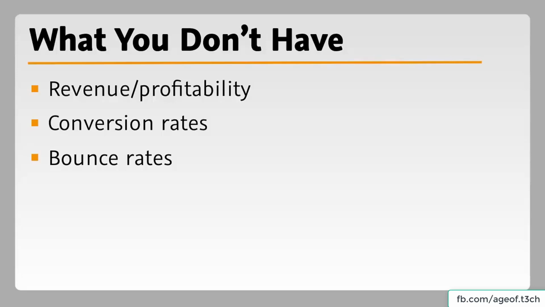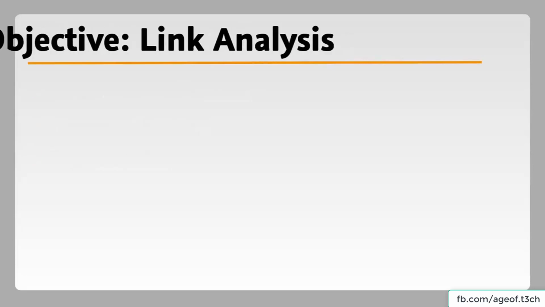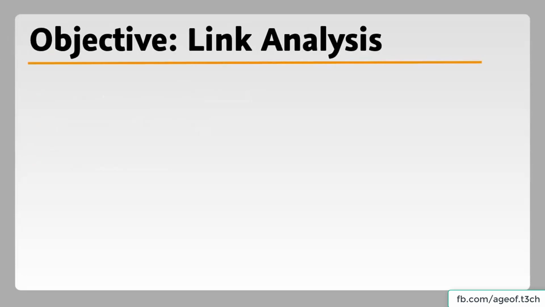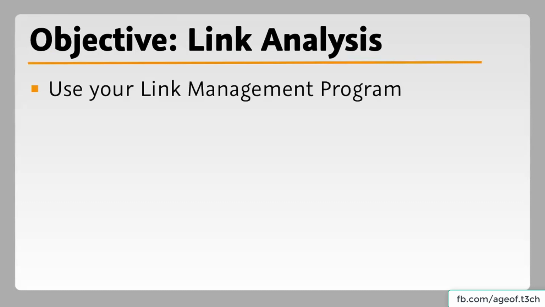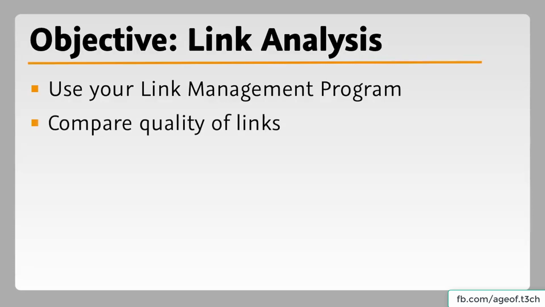So we can only measure those things that we know and guess on the others, but it's more important to know objectively what's happening. You can use a link management program to look at your links and compare to your competitors' links. You can also compare the quality of those links. Who is linking to your competitor that's not linking to you? Or who's linking to you that's not linking to your competitor? Look at the backlink profile and make sure that it looks similar.